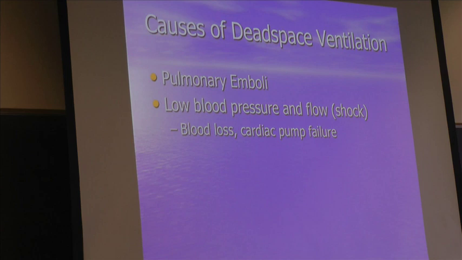The other cause it lists is low blood pressure and flow. When there's really low blood pressure, the patient is in shock. This can be due to blood loss, so if they start bleeding a lot after surgery, trauma, a gunshot wound, or a stab wound, they lose a lot of blood. You'll ventilate like crazy, but the oxygen in the alveoli can't get into the blood because there's no blood coming by to pick it up. It can also happen when the heart is not pumping effectively, so heart failure. Same thing: the heart isn't pushing the blood to the lungs to pick up the oxygen, so you get dead space ventilation.